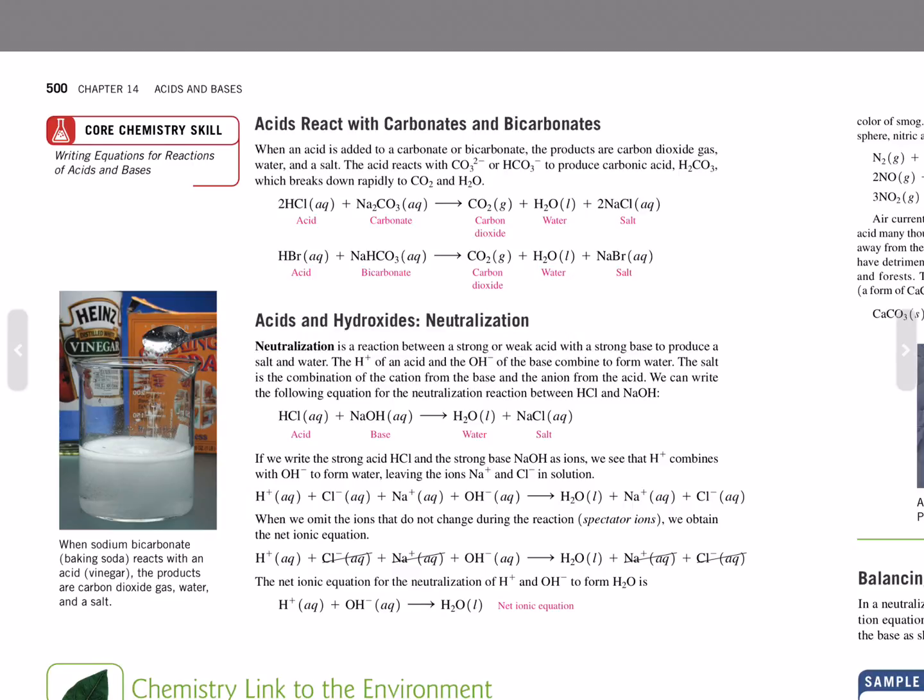We write the following equation for the neutralization reaction between hydrochloric acid and sodium hydroxide. If we write the strong acid HCl and the strong base NaOH as ions, we see that the proton combines with hydroxide to form water, leaving the ions sodium and chloride in solution. When we omit the ions that do not change during the reaction, which are spectators, we obtain the net ionic equation, and the net ionic equation for the neutralization of protons and hydroxide to form water.